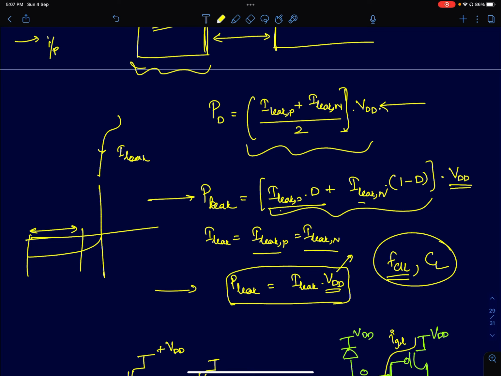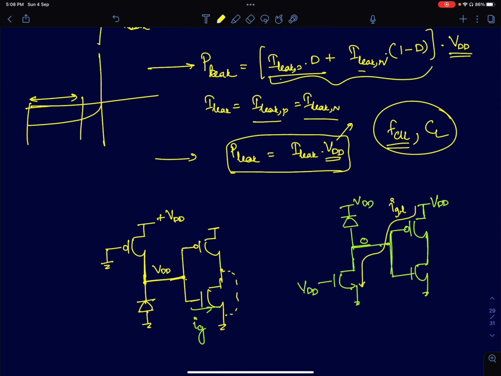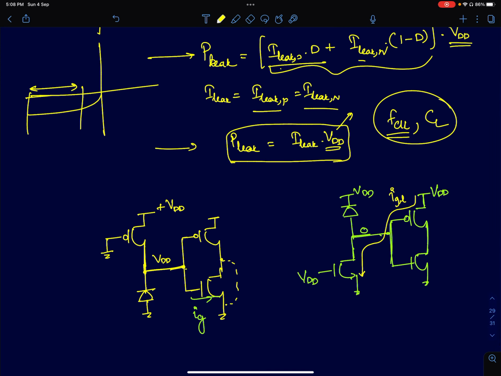This leakage current is constantly flowing from the supply, even though your input is changing from 0 to 1 and so on. Okay, it's always drawn either through the PMOS drain-to-bulk diode to ground or through the NMOS's drain-to-bulk diode. So that's the diode leakage current. The other source of leakage, which is very prevalent in lower technology nodes, is the gate leakage. So this is the leakage current.